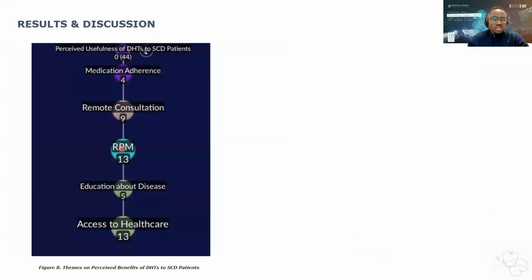Then another theme that came up during the analysis was the perceived benefits of digital health technologies to the sickle cell patients themselves. We can see the thematic tree as well. Here: medication adherence, remote consultation, education about the disease, and access to healthcare.